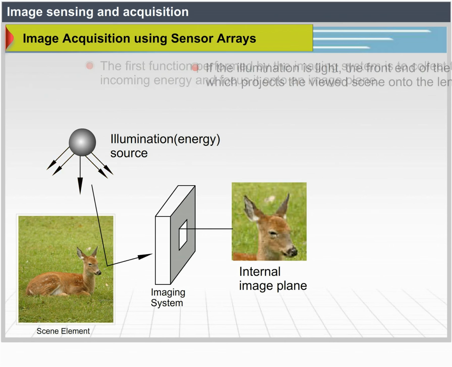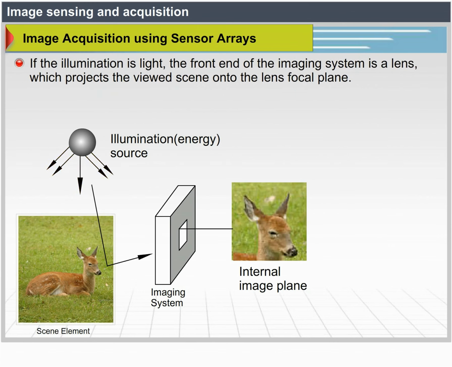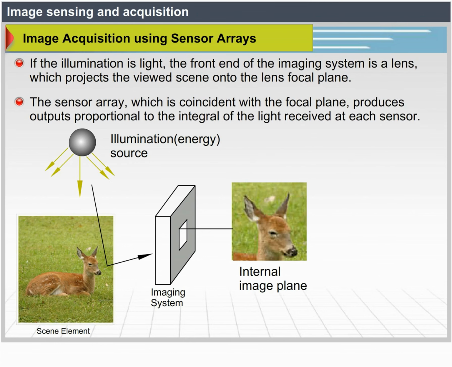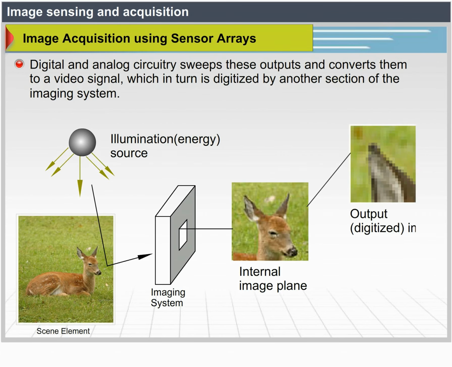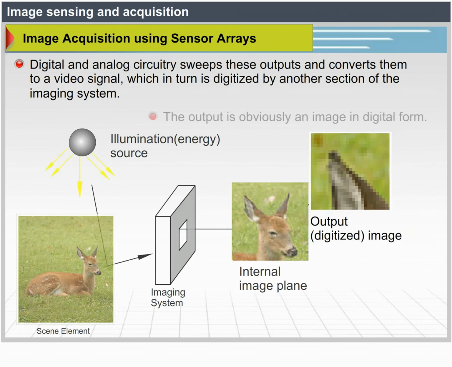If the illumination is light, the front end of the imaging system is a lens which projects the viewed scene onto the lens focal plane. The sensor array, which is coincident with the focal plane, produces outputs proportional to the integral of the light received at each sensor. Digital and analog circuitry sweeps these outputs and converts them to a video signal, which is then digitized by another section of the imaging system. The output is a digital image.